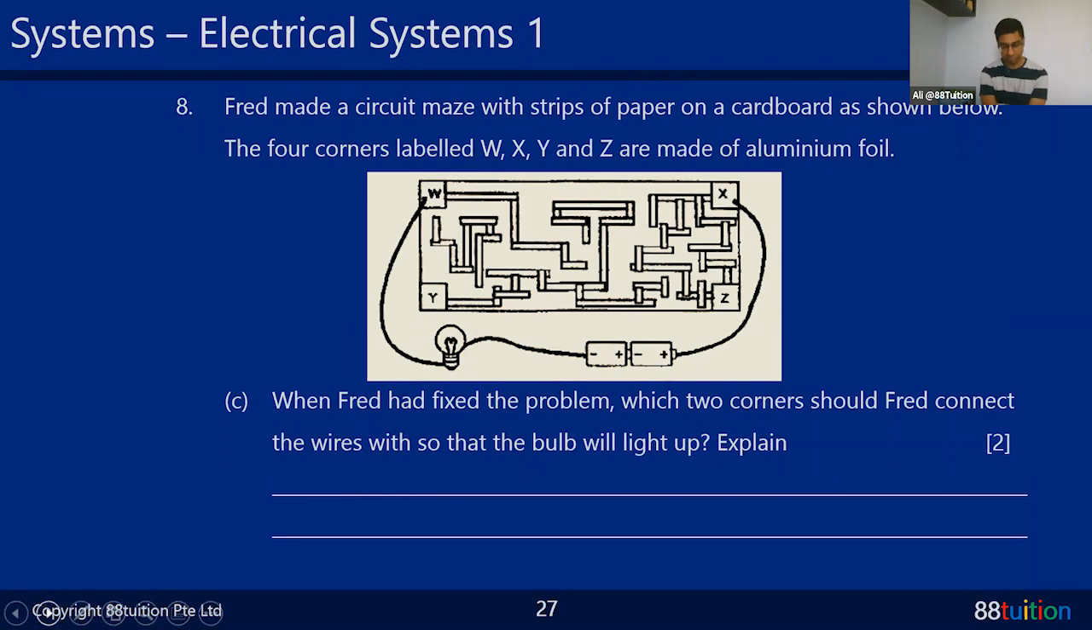When Fred fixed the problem, which 2 corners should Fred connect the wires so that the bulb will light up? Explain. Looks like it's not W and X because, like I said, if you connect W, you create an open circuit, right? It doesn't connect anymore. So maybe we should take out W. We shouldn't use W. We should use something that is connected back to the battery, and is touching. That means it's connected. So which 2 alphabets are touching each other? X, is it touching Z? Yes. You see here, but here there's a break. Can you see there's a break here?